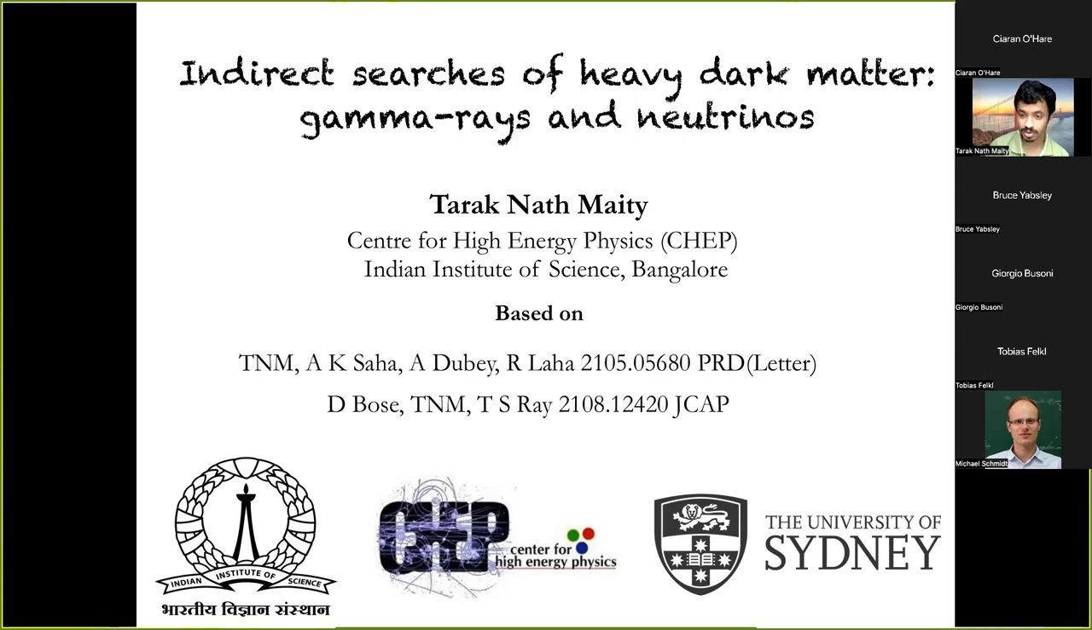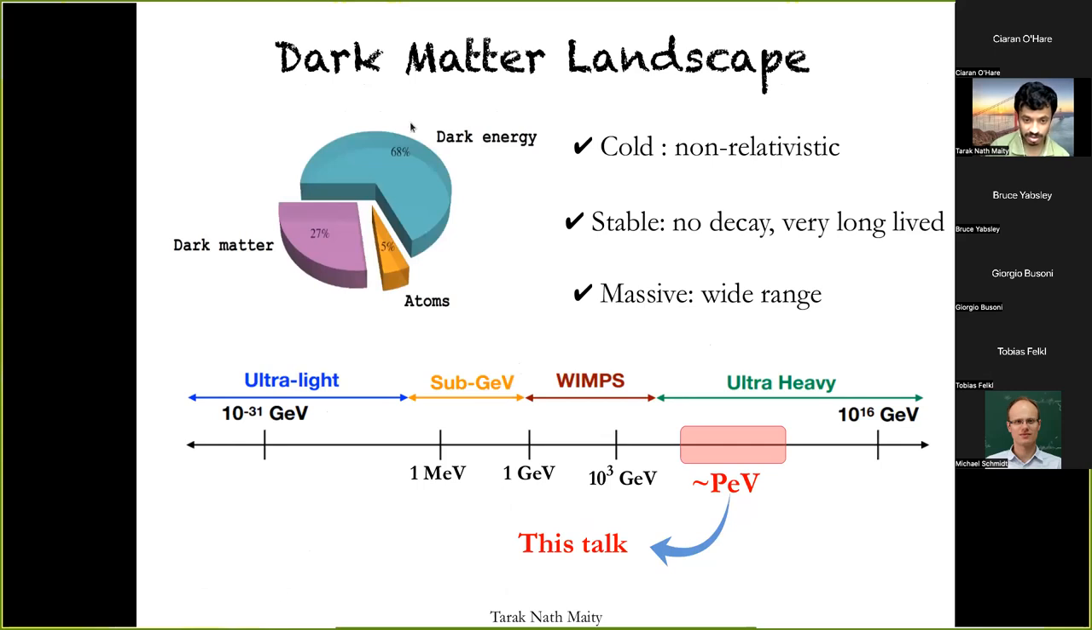And in the next part, I'll be looking at neutrinos that would be produced from dark matter capture in the galactic population of neutron stars, and observation of those neutrinos in experiments like IceCube and KM3NeT. And we'll see that by looking at such a scenario, we'll be able to probe a new region of the dark matter parameter space. This talk is based on these two papers. The first one is done in collaboration with Akash, Abhishek and Ranjan, and the second one is with Devojit and my advisor. So let me get started with this traditional slide for dark matter.